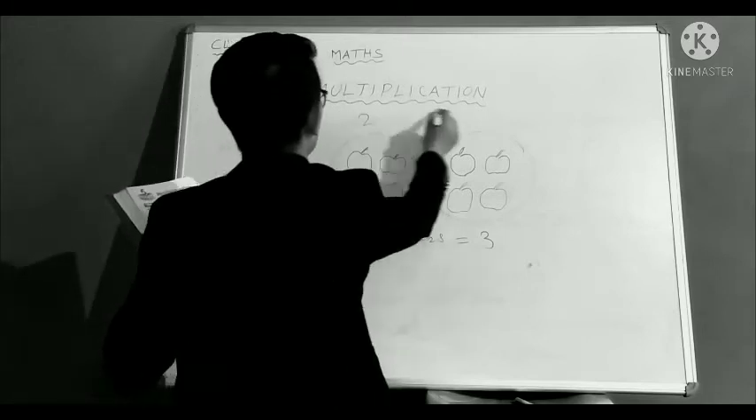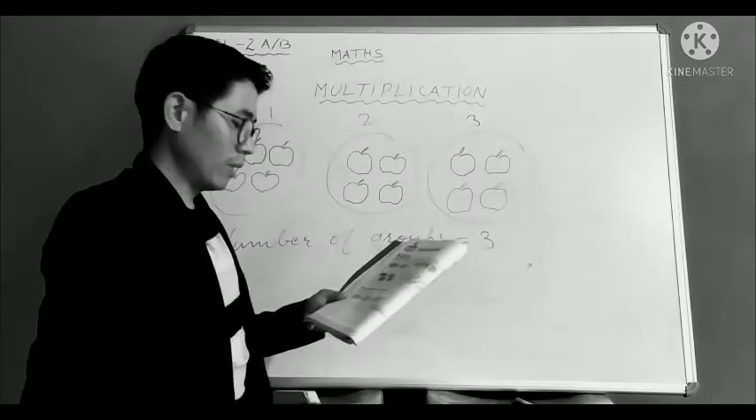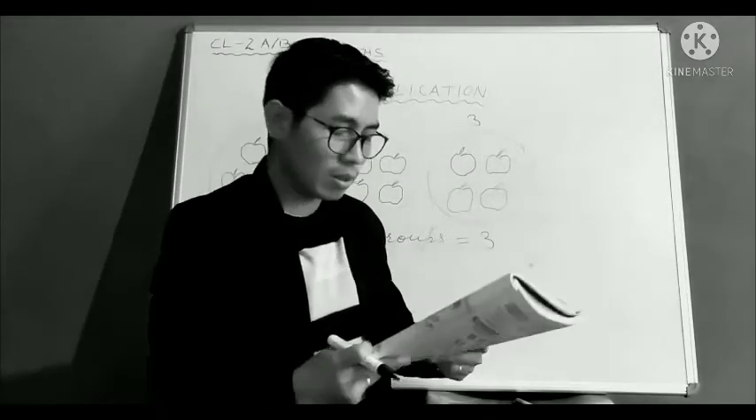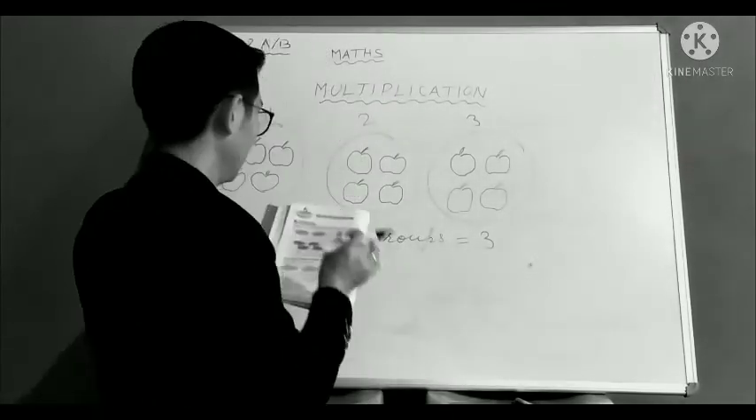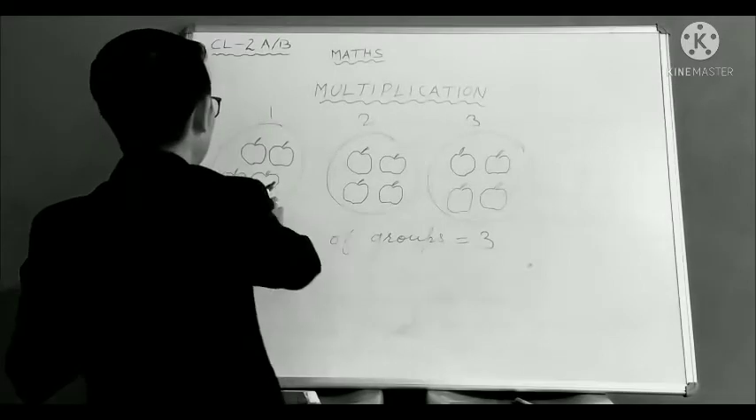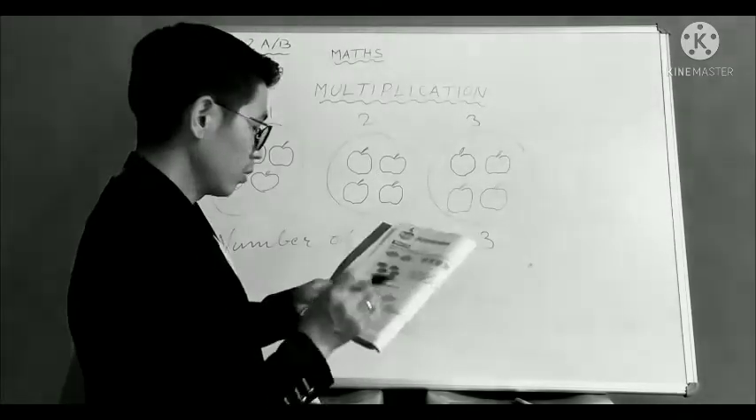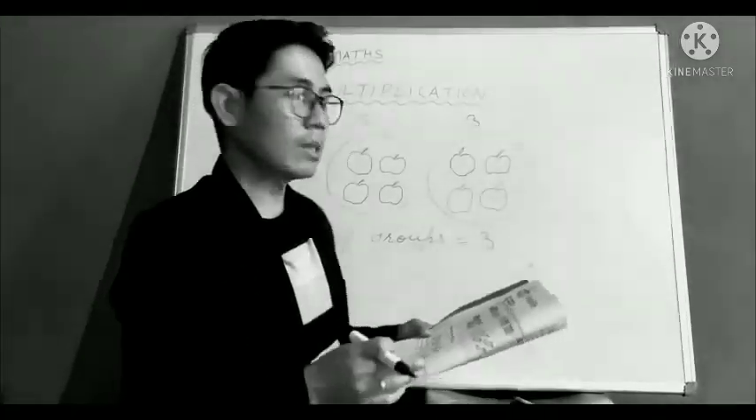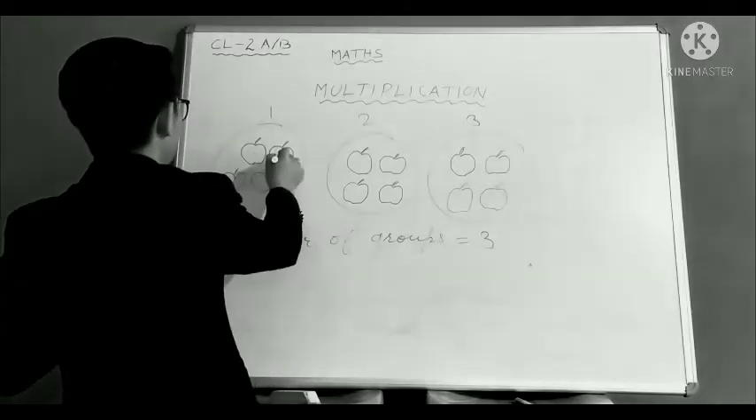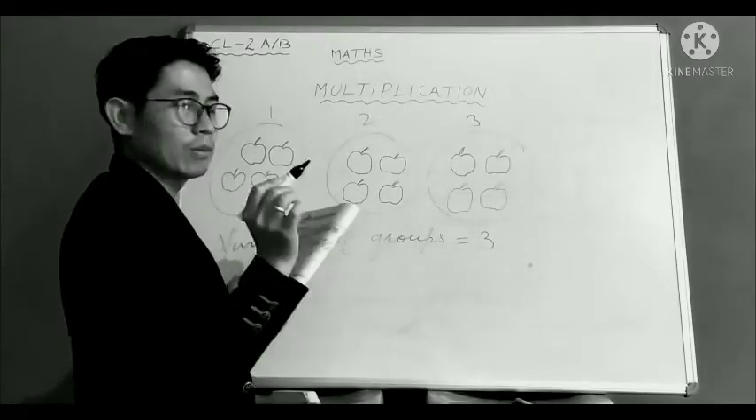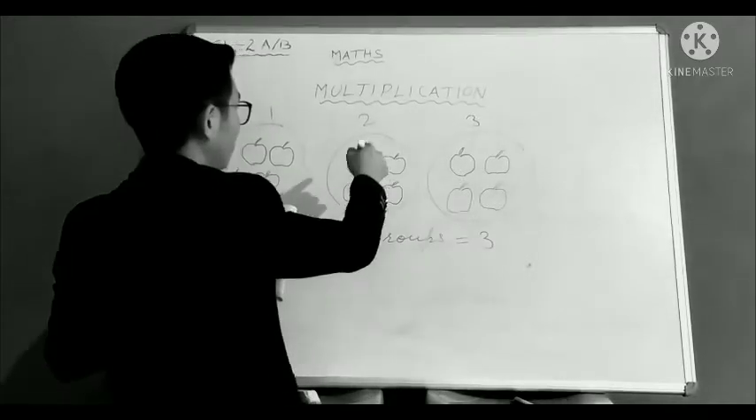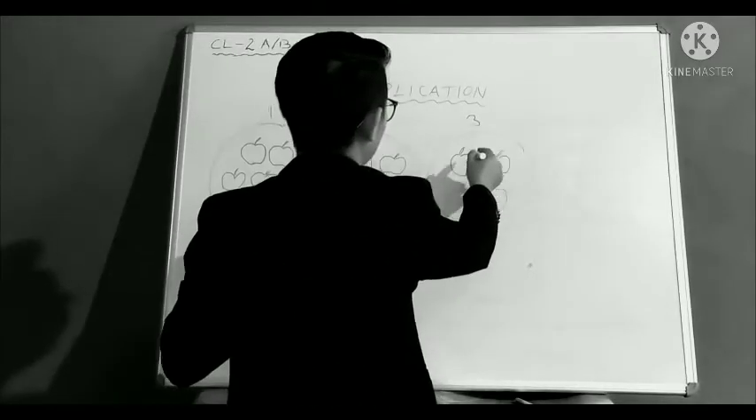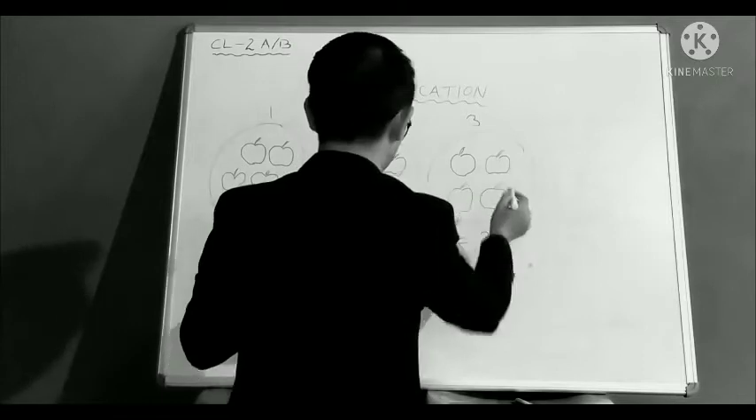1, 2, 3. Right? Next, count the number of apples. Here it is mangoes, but I have drawn apples here. So count the number of apples in each group. 1, 2, 3, 4. 4 apples. In the second group also 4 apples, and the third group also 1, 2, 3, 4.